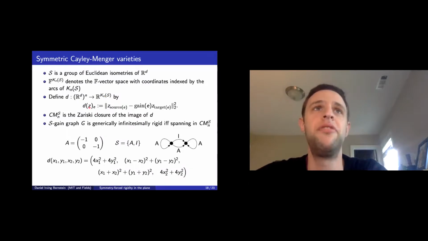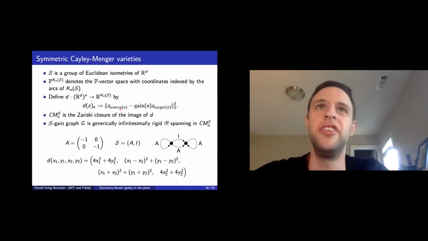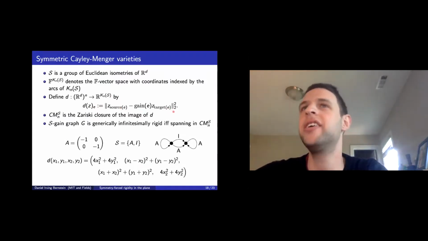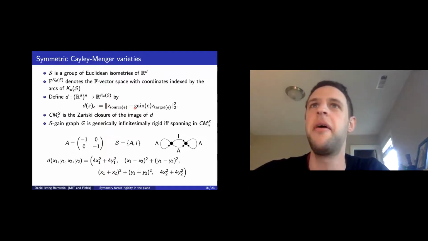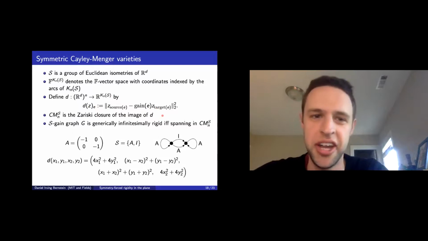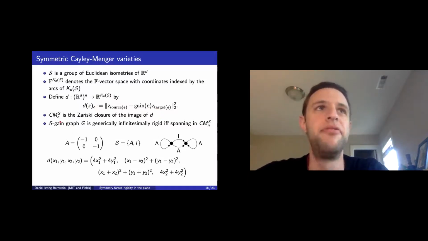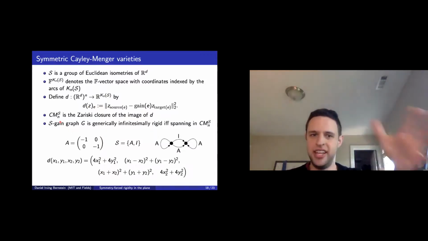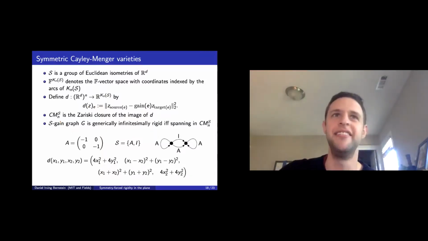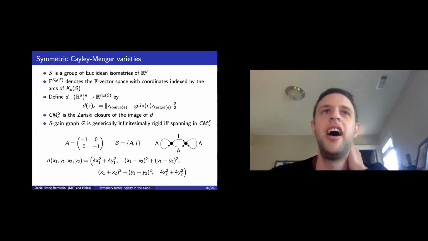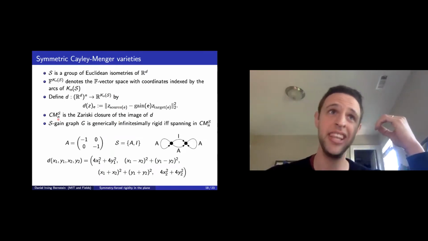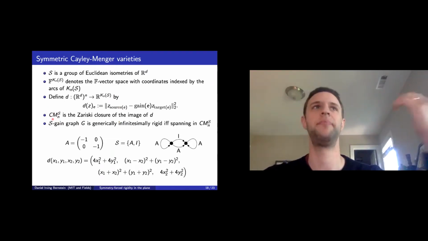in the following way. I will say that the d of some point at a particular arc is just going to be the squared pairwise distance between the point on the source of the arc minus the gain of that arc applied to the target. So, okay, I do this across all sets of endpoints in d-dimensional space. This gives me some set in C to the K_n of S. The Zariski closure of that set is what I'm going to call the symmetric Cayley-Menger variety.